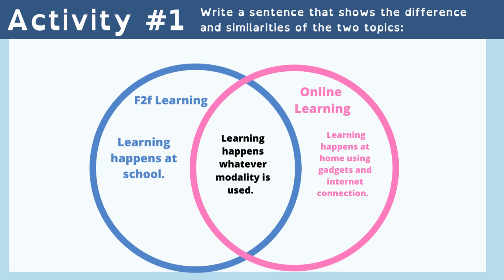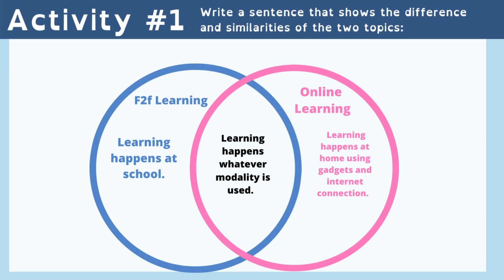Now, I have prepared here sample sentences about face-to-face learning and online learning. Look here. In the face-to-face learning, I have written a sentence that describes the characteristic of face-to-face learning: learning happens at school. On the online learning, the main characteristic is that learning happens at home using gadgets and internet connection. So that is their differences.